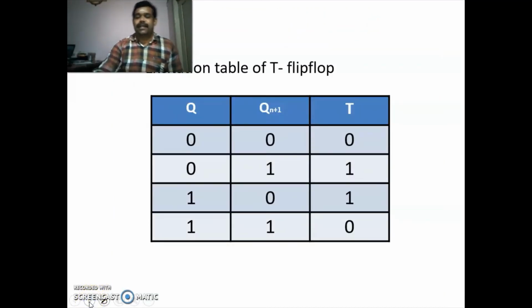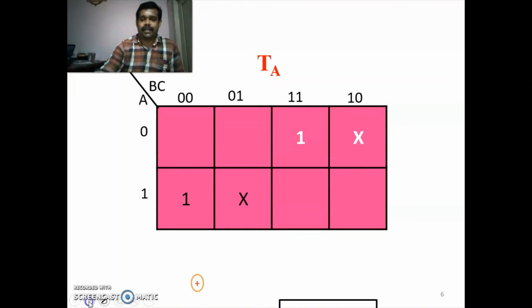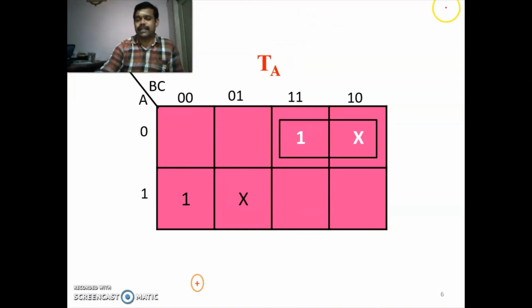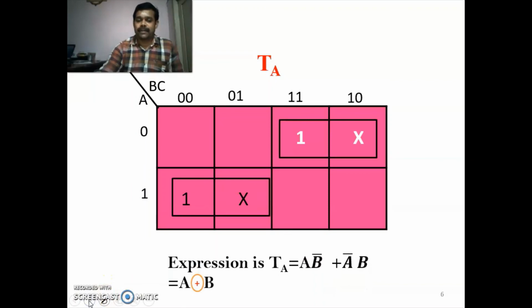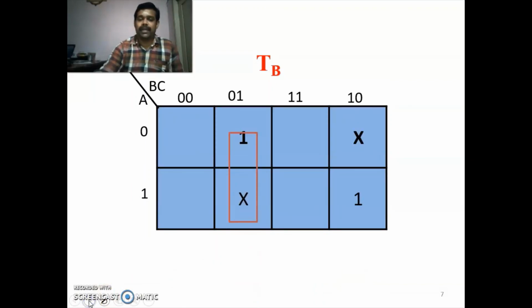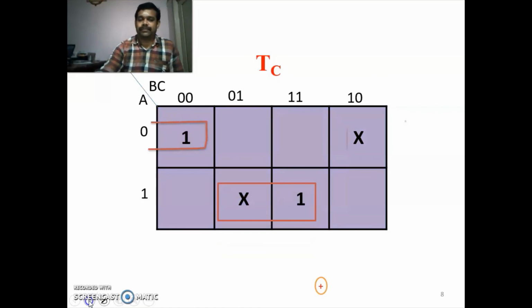This is the excitation table of T flip flop, from which we have found out the input of TA, TB, and TC. So first we are checking the column of TA. We are plotting the ones and don't cares, and then we are grouping, and we are writing the expression. Similarly for TB, we are plotting the ones, we are grouping, and then finding the expression. Similarly for TC.